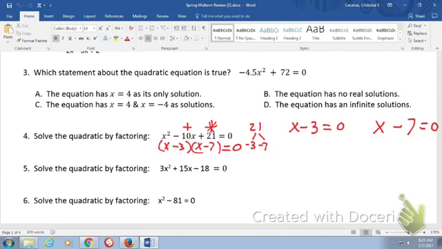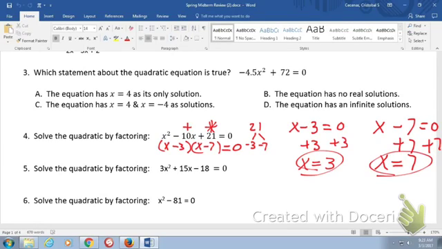We solve for x, so plus 7 plus 7. So we have x is equal to 7. And here we have the same thing, so plus 3 plus 3, x is equal to 3. So that's how we get these answers. So let's go on to number 5.